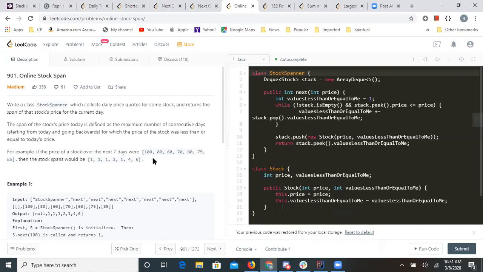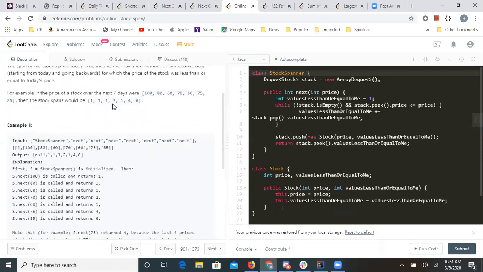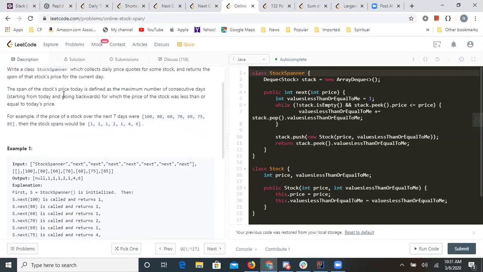So this problem is online stock span. You are given a stock spanner class, and the problem is: the span of the stock's price today is defined as the maximum number of consecutive days starting from today and going backwards, for which the price of the stock was less than or equal to today's price.